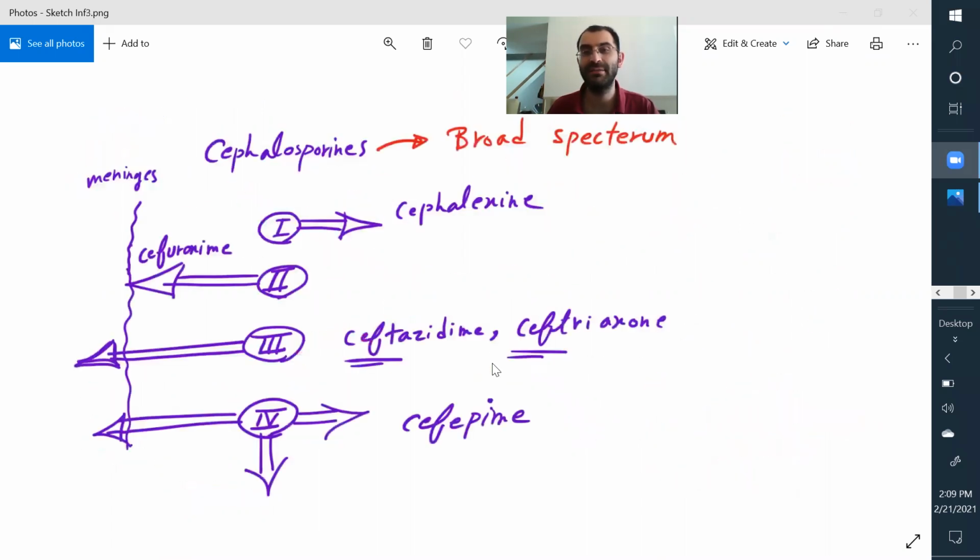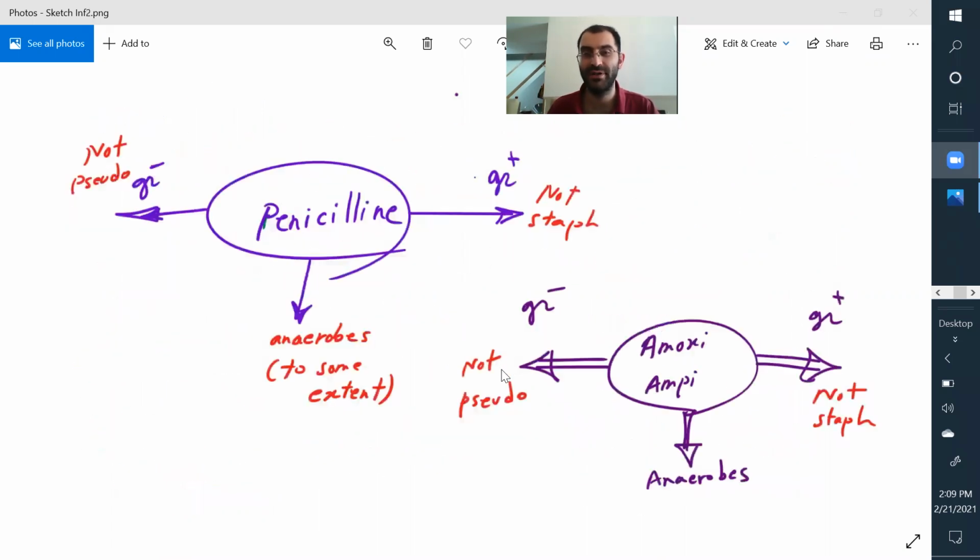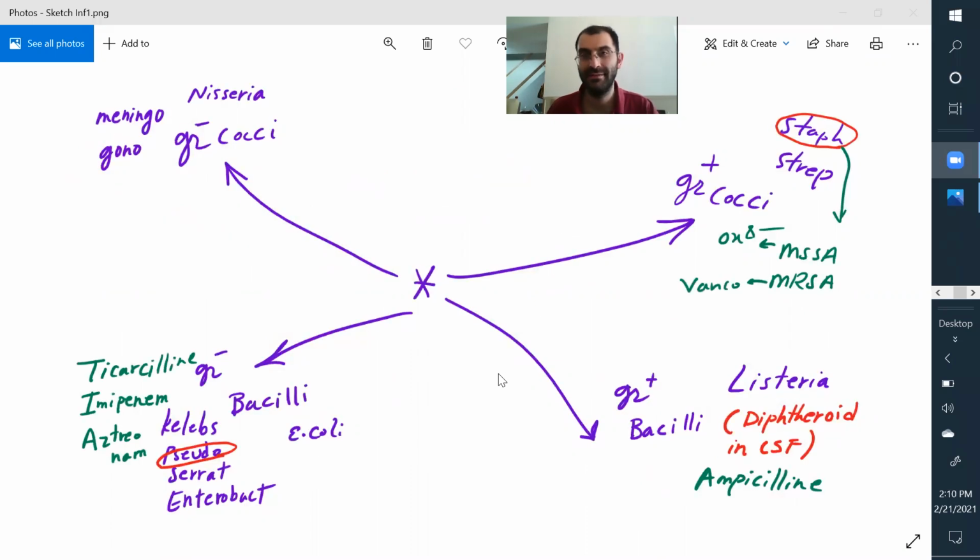We'll talk about PICA antibiotics, no worries. Guys, gram-positive bacilli. What is gram-positive bacilli? Listeria. Gram-positive bacilli or gram-positive rod is Listeria, right?